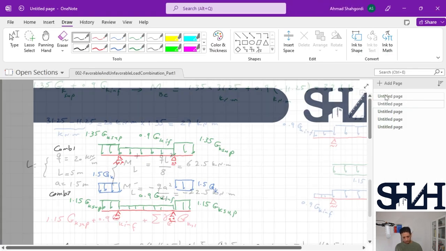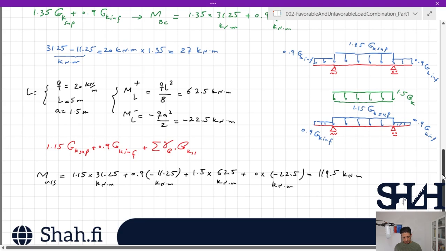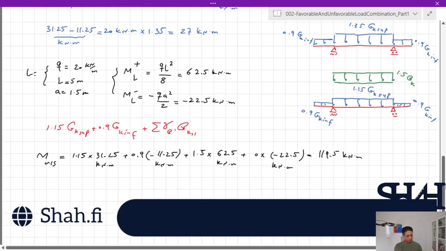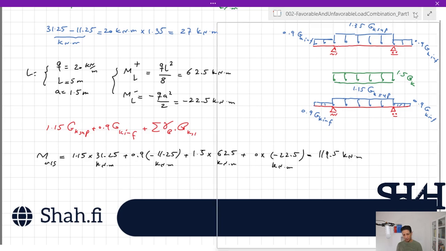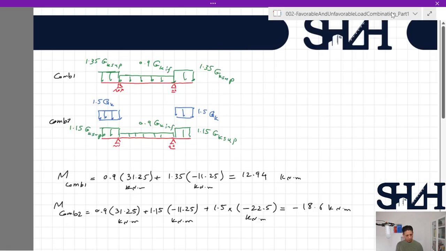Coming back to the first one, here you can see that the maximum is 119 and the minimum is minus 18. It means that based on the arrangement of the load, the bending moment can be between these two extremes, plus 120 minus something around 19.